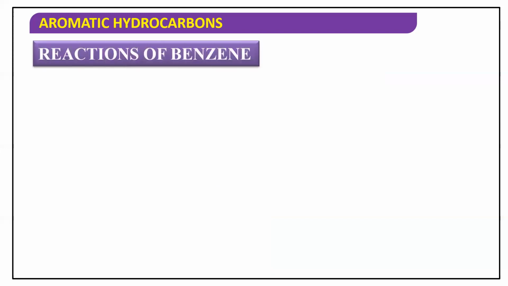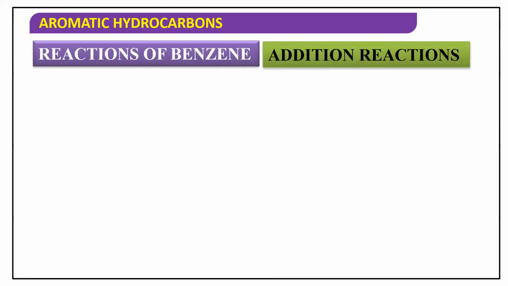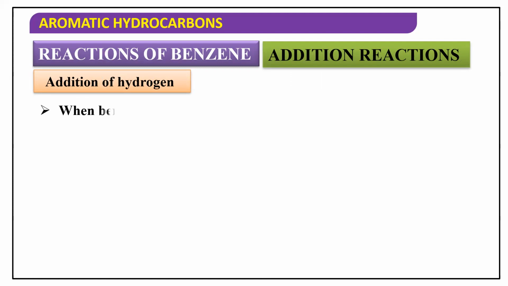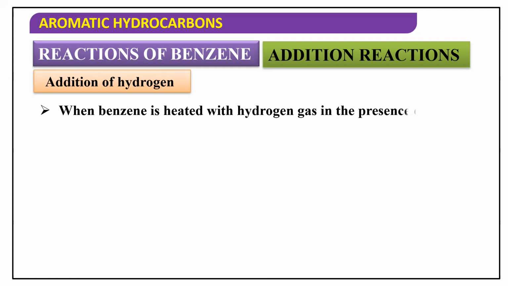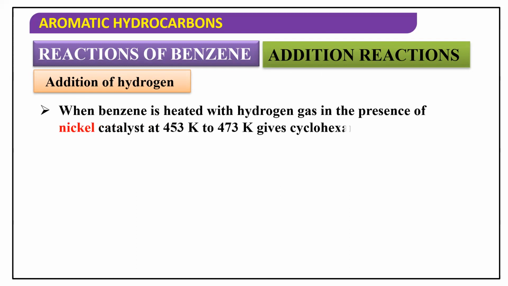So what are the various reactions of benzene? The first one is addition. We said addition can also happen. So what are the different kinds of addition? The first one is hydrogenation, or addition of hydrogen. Here, benzene is heated with hydrogen in the presence of nickel catalyst, finely divided nickel. It's the same catalyst that we used previously.